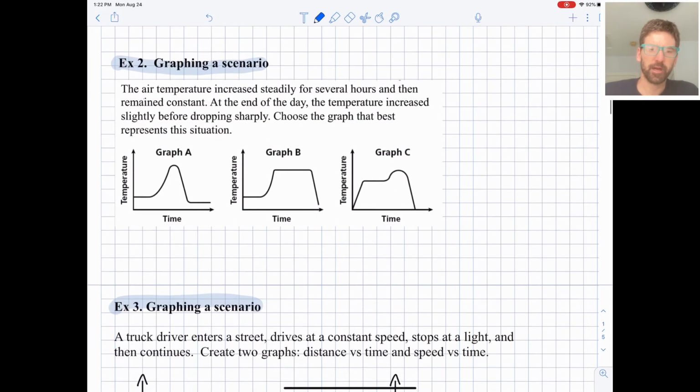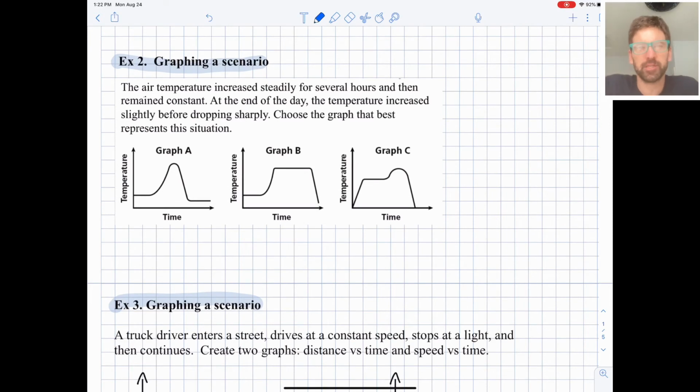Here's another one, graphing a scenario. So here we have a particular scenario or story that we're working with, and we're trying to choose the graph that best represents it. All right, so the air temperature increased steadily for several hours. Actually, by the way, let's take a step back and let's look at our variables. So we have time across the x-axis, the independent variable axis, and temperature is the dependent variable. So we're looking at how temperature changes with time.